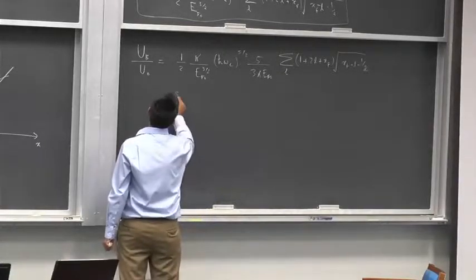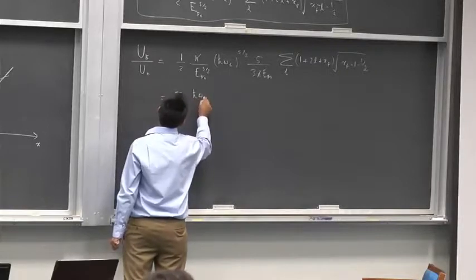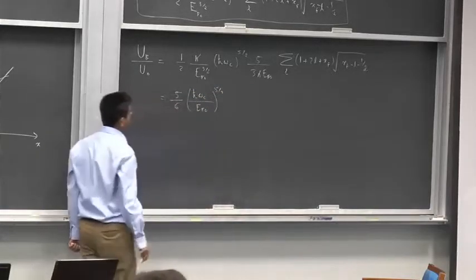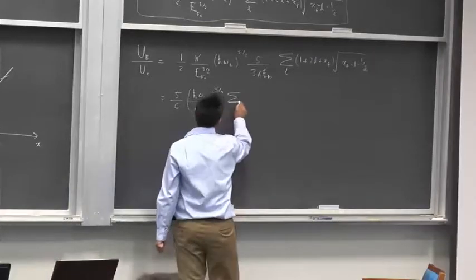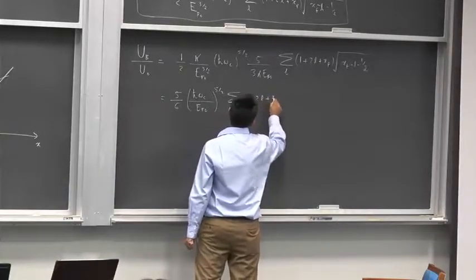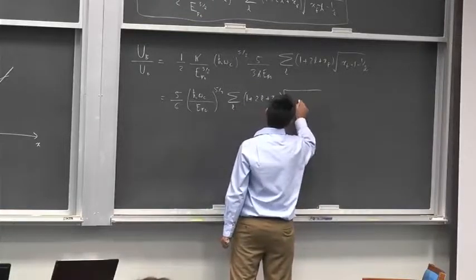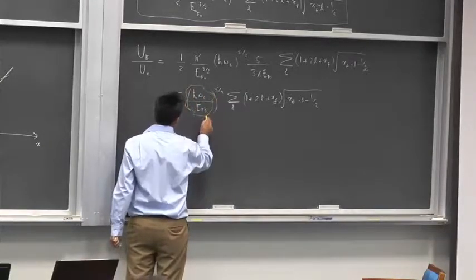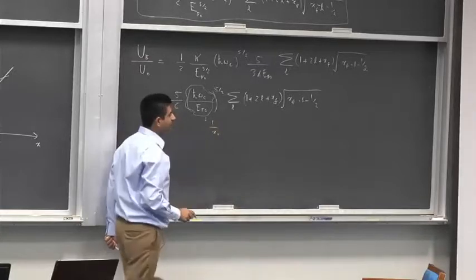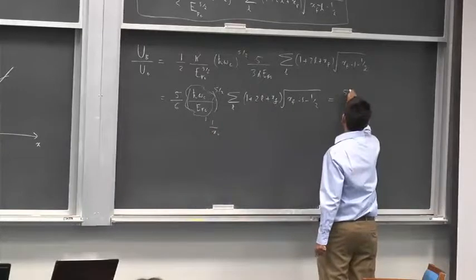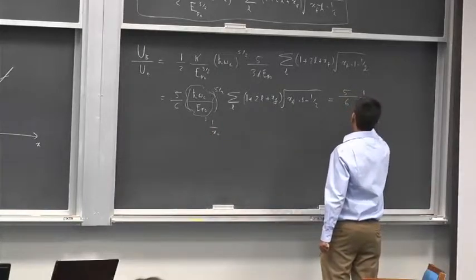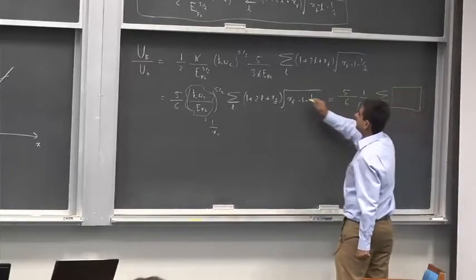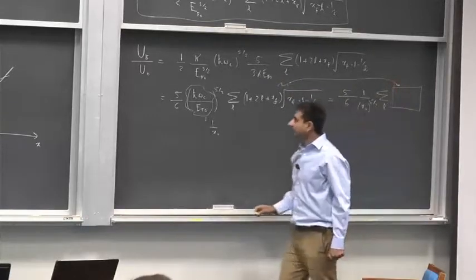Now there are some lucky cancellations that go on. So I'm left with 5 over 6 h bar omega c over EF naught raised to power 5/2, sum over L of 1 plus 2L plus XF minus L minus half. Now this thing luckily is 1 over x naught. So I can write this as 5 over 6, 1 over x naught raised to power 5 by 2, into this term. Okay, this is my UB over U naught.